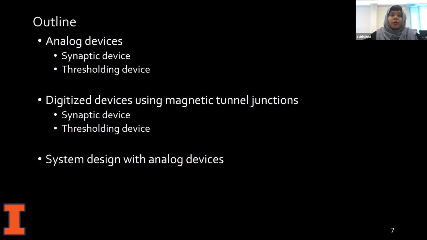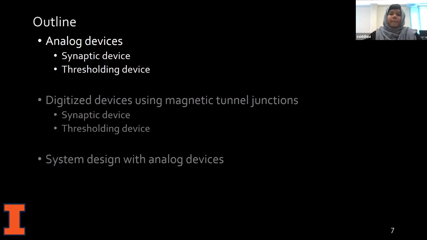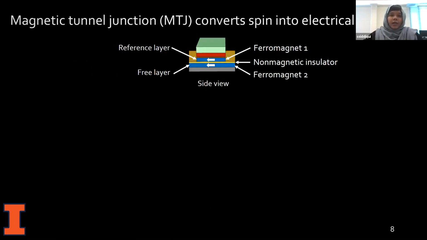Now, in today's talk, I will show you how we can use the synaptic spintronic devices to generate the synaptic and the thresholding devices. In the first part, I will show you how we can generate an analog type of device, so the resistance or the conductance will vary in a continuous fashion. Then I will show you the digitized version of that, in which the conductance and the resistance will change in a stepwise fashion. At the end, I will talk about a system design with the analog device. So first, the analog type of device.